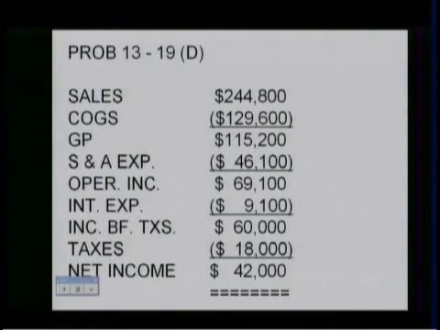So if you look here on the screen, your sales were $244,800, your cost of goods sold were $129,600, so your gross profit is $115,200. You had selling, general, and administrative expenses, interest expenses, and taxes, so your net income then is $42,000. That problem is a good process for you to practice going through and doing a cost of goods manufactured and an income statement including cost of goods sold.